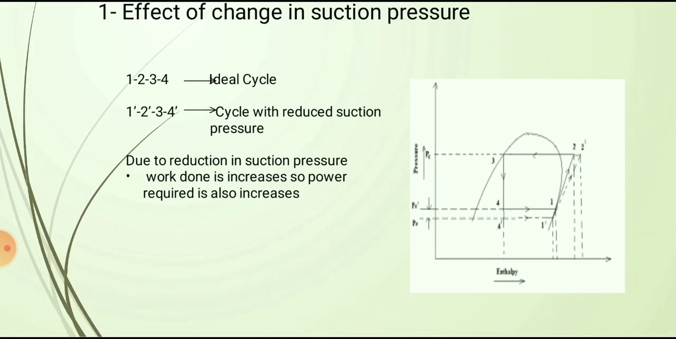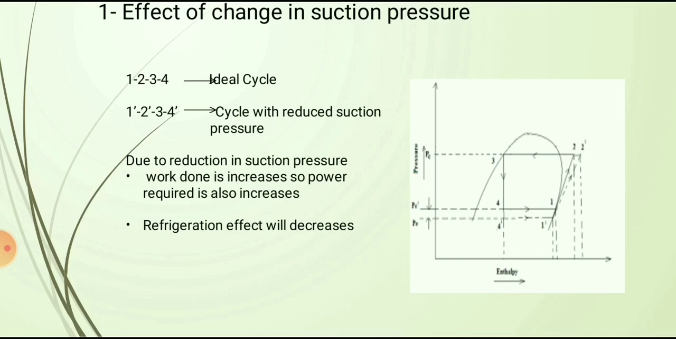Therefore we conclude from here, the work done increases, and by how much amount? That will be equal to H2 dash minus H1 dash minus H2 minus H1. Clear? And due to the increase in work done, the power required also increases. Why is it? Because power is equal to the rate of work done. Clear?